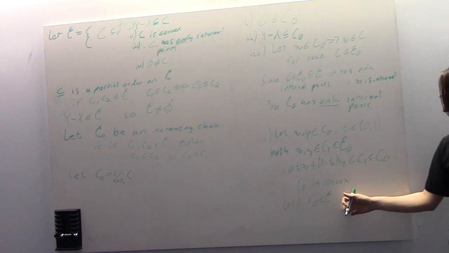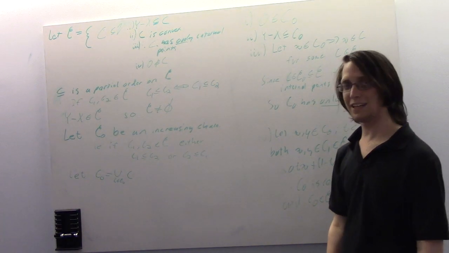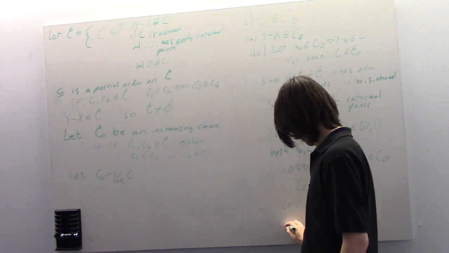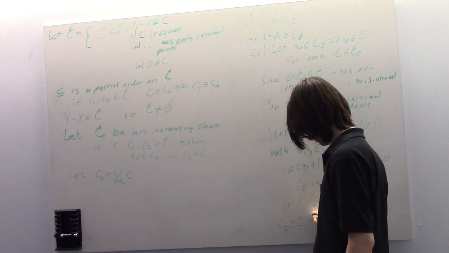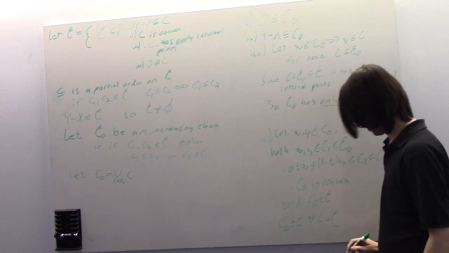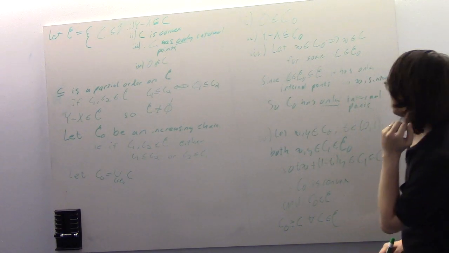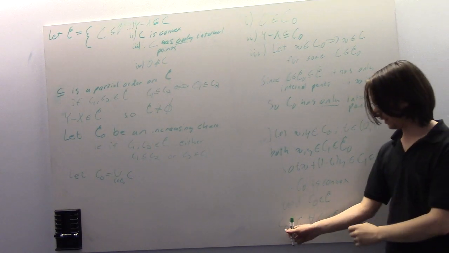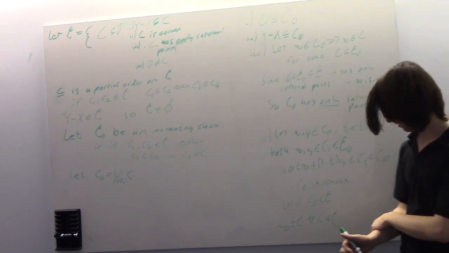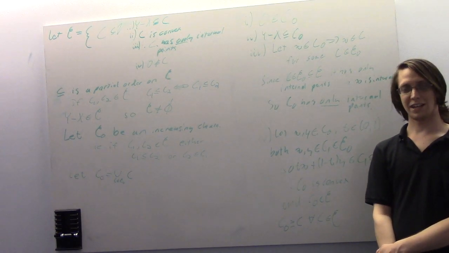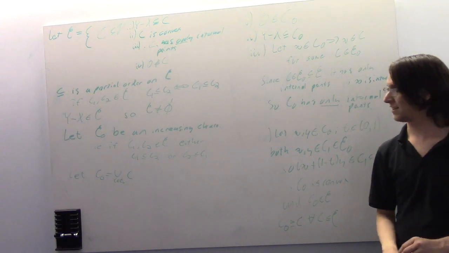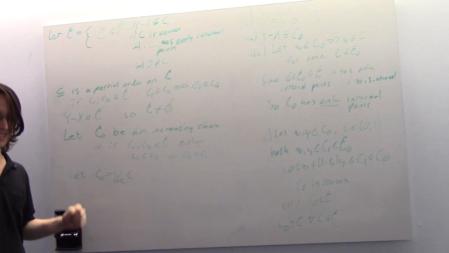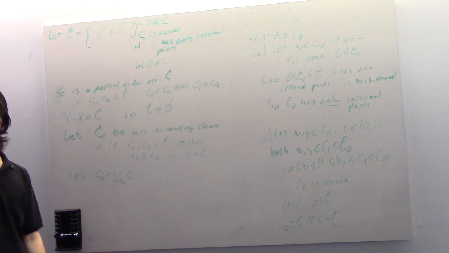But what do we know about C0? Our script C is ordered by containment. So C0 is greater than or equal to C for all C, an element of script C. This means C0 is an upper bound in script C of this C0. What does that mean? Zorn's lemma. Always that slip.